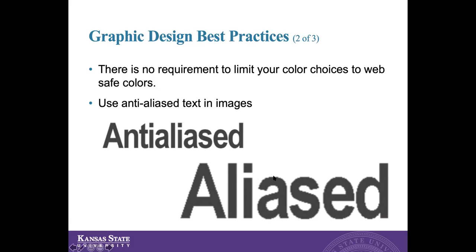You see there on the bottom, the A and the S and the E and the D have those really jagged edges. When you anti-alias, it's going to fill in some of those empty spaces with some other pixels, like darker and lighter grays, just so it gives it a more smooth, round appearance.